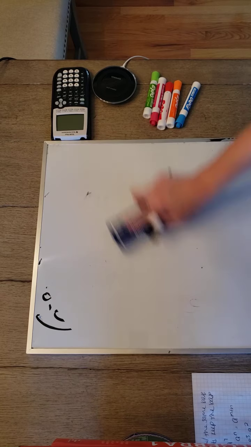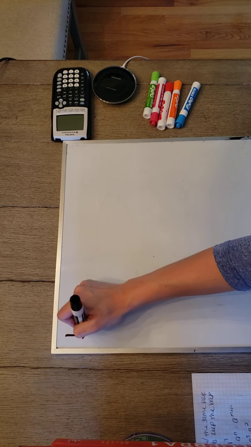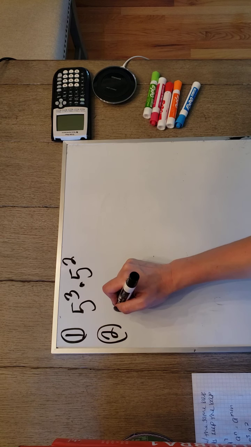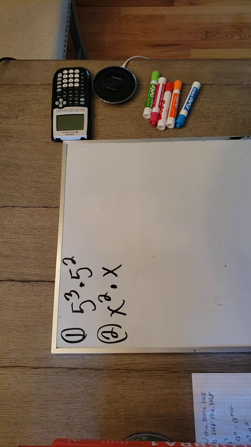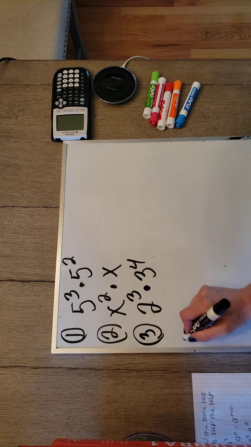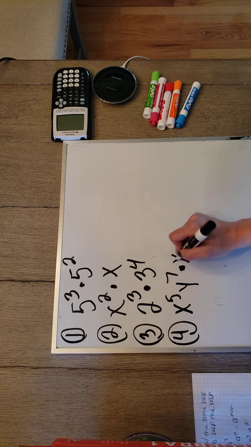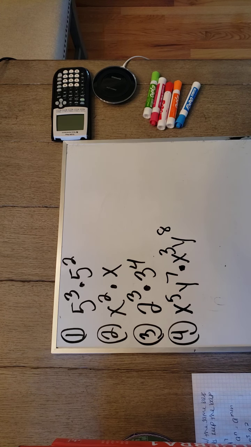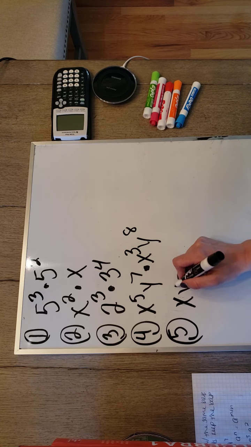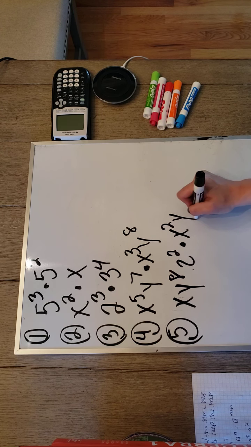All right, you have these practice problems and you are donezo. First one, 5 to the 3rd times 5 to the 2nd. Number 2, x squared times x. Number 3, 2 to the 3rd times 3 to the 4th. Number 4, x to the 5th, y to the 7th times x to the 3rd, y to the 8th. Number 5, x, y to the 8th, z to the 2nd times x squared, y squared.